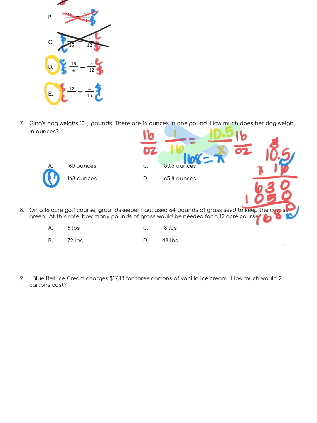This next problem. Okay, it says, on a 16-acre golf course, Paul used 64 pounds of grass seed to keep the course green. At this rate, how many pounds of grass would be needed for a 12-acre course? So we're talking about acres and pounds. This is not a conversion because it's just a rate. Acres aren't going to be turned into pounds. They're two different things. So I'm going to make a proportion with acres and pounds.